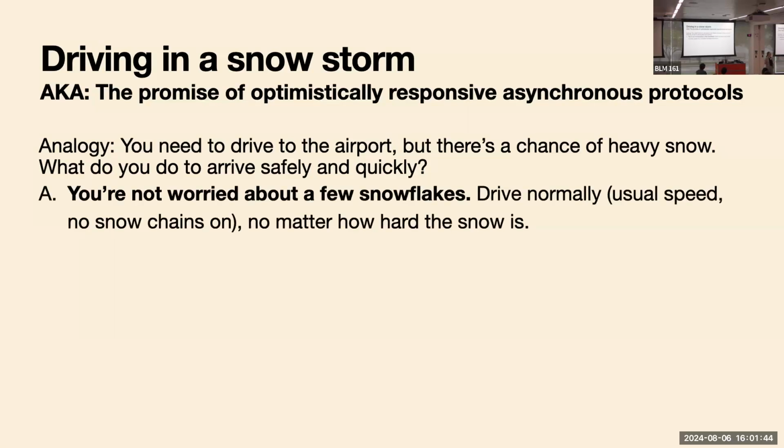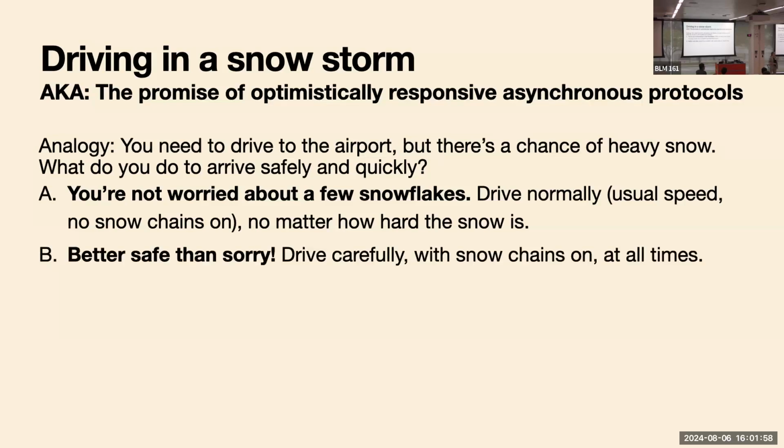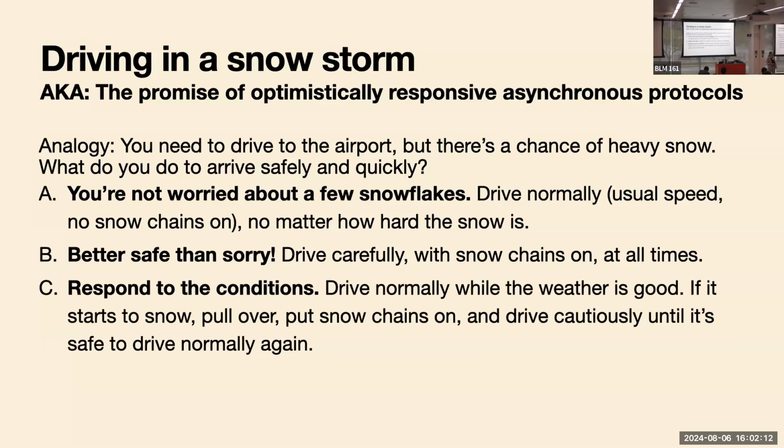So option A, you're not worried about a few snowflakes, drive normally, usual speed, no snow chains on, no matter how hard the snow gets. This is disclaimer, don't do this. And someone tell my neighbors back home not to either. So option B, it's better to be safe than sorry. We're going to drive carefully with snow chains on, high beams, 5 miles per hour all the time, even before it starts snowing. Okay. All right, option C is respond to the conditions. Drive normally while the weather is good. If it starts to snow, pull over and put your snow chains on. Drive cautiously until it is safe to drive normally again. Okay?